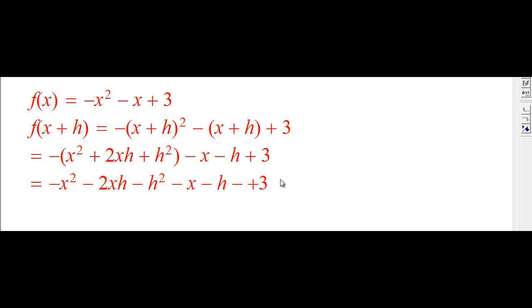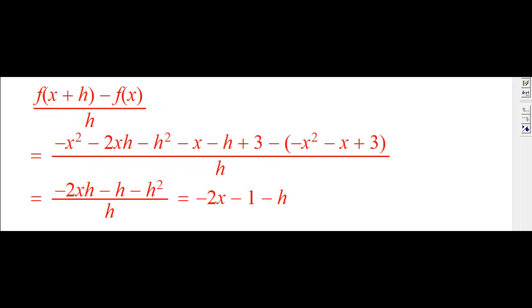So now that we have f of x plus h, we are ready to compute our difference quotient. This is what we computed for f of x plus h. This is our f of x, and now we do the subtraction. Negative x squared minus negative x squared will be gone. Negative x minus negative x will be gone. Plus 3 minus another plus 3 will be gone. So we're left with negative 2xh minus h squared over h. And then every single term has an h in it, so we can reduce it, and you'll end up with negative 2x minus 1 minus h. So go practice more problems on your own.